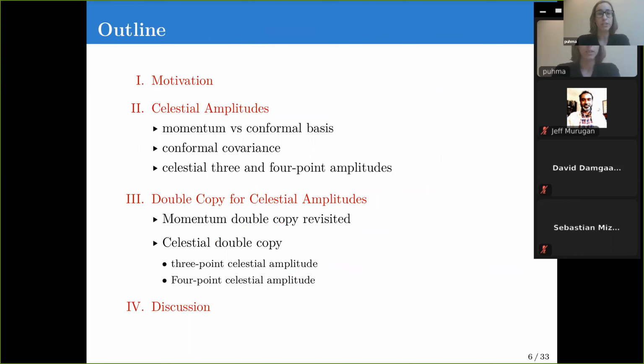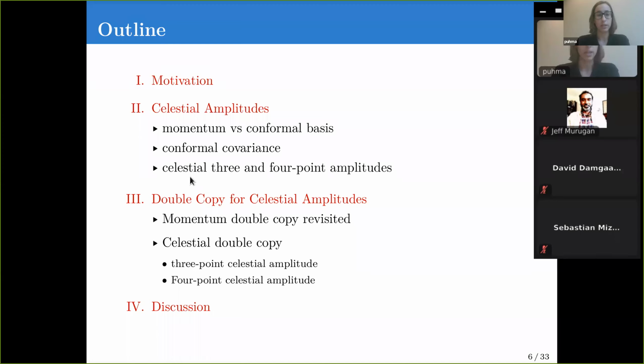So I've given you some motivation for why we would be interested in studying celestial amplitudes, first in their own right for understanding properties of scattering in asymptotically flat space from a different angle, but then also the aspect that it gives insight potentially into a flat space holographic picture. And so now in the talk here, I will first introduce to you in more detail the change from the momentum basis to the conformal basis, how it gives rise to celestial amplitudes that display conformal covariance, and explicitly give examples for 3- and 4-point amplitudes in gravity.